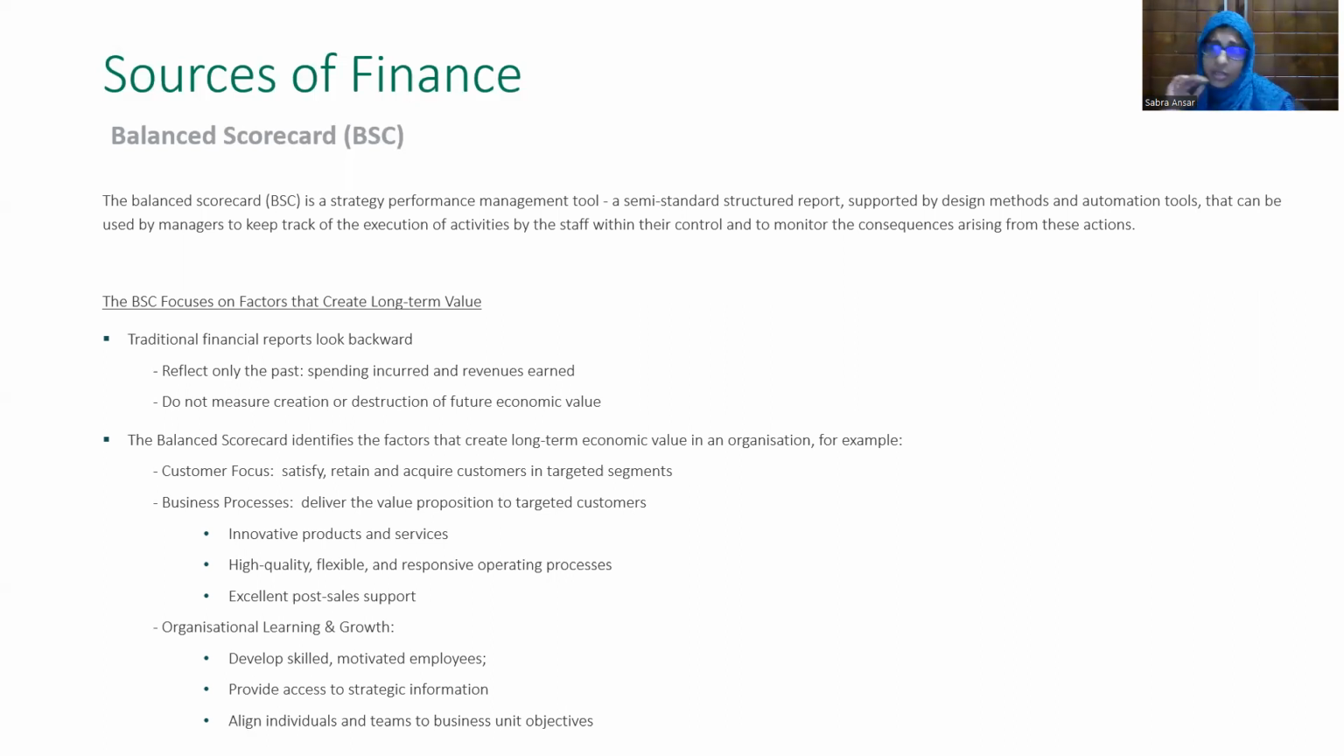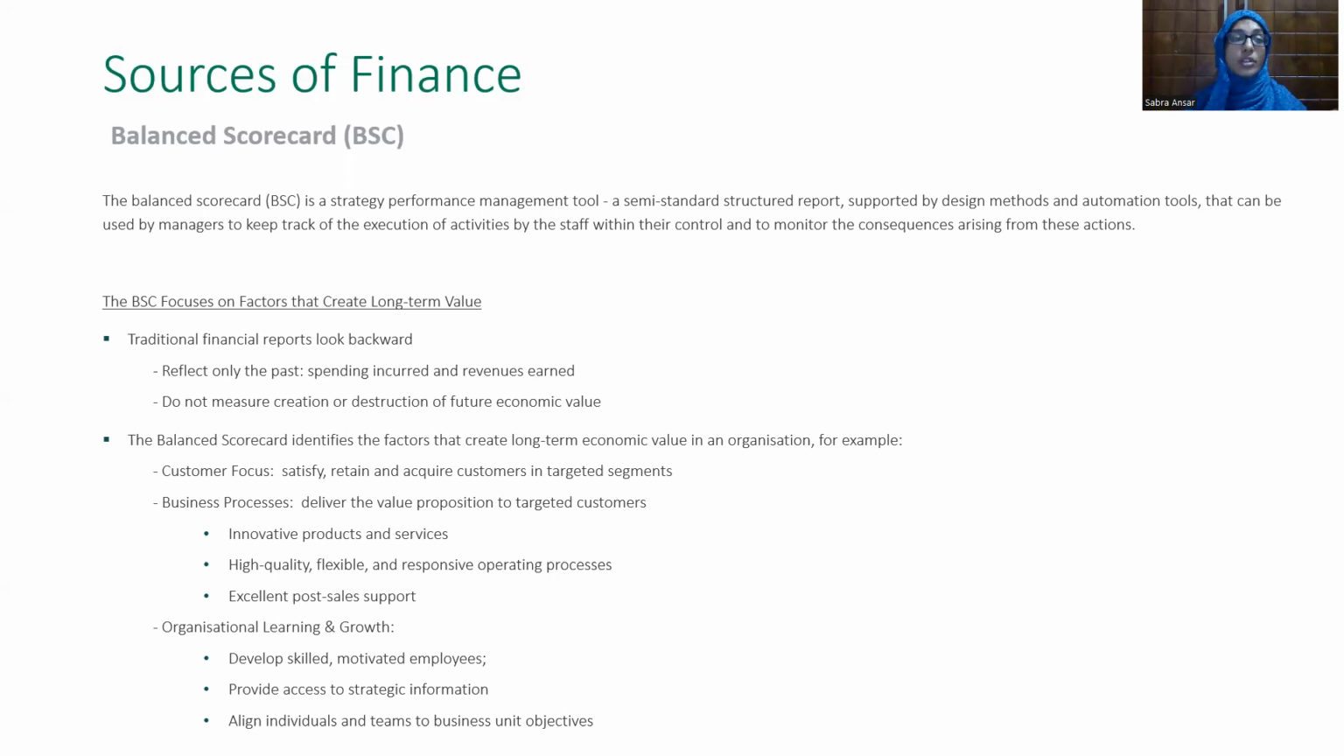So basically, this is a kind of control tool, but it is not just a report. It is more of a creative side, where managers try to track the execution of the activities and monitor and control the consequences that could happen due to these particular activities of the organization, and move forward with it.